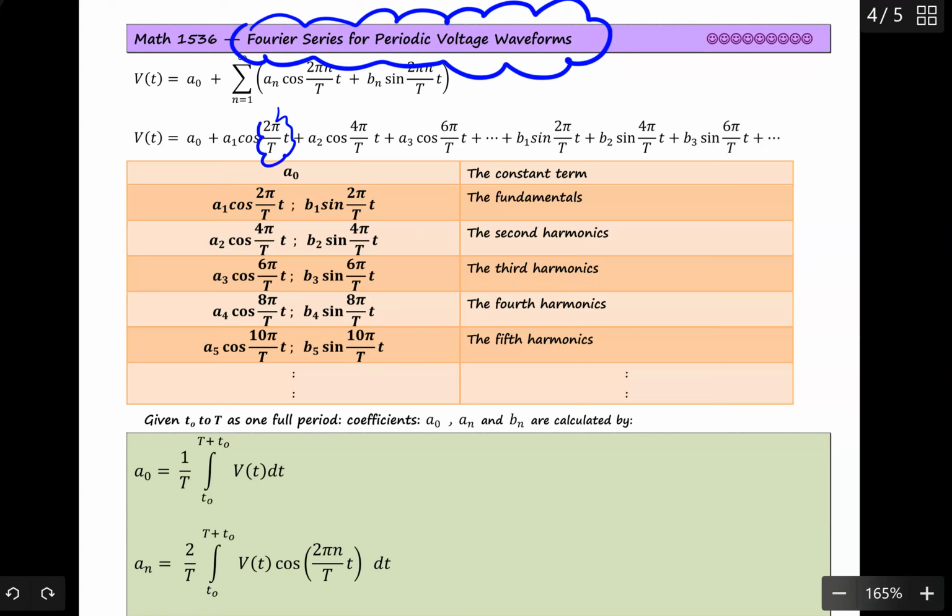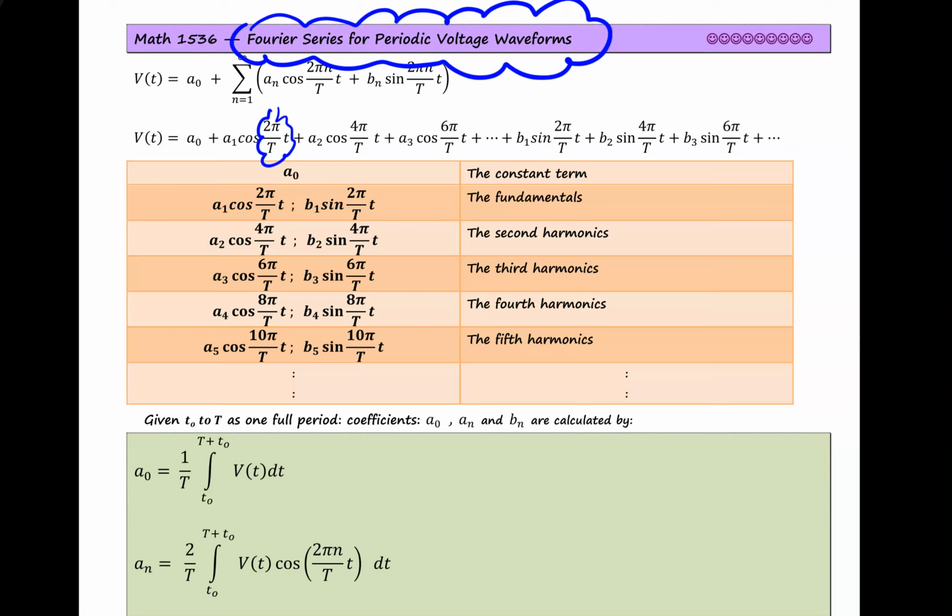over T. I want to do a quick reminder to everyone so that you know where the 2 pi over the period T times t is coming from. Let's work with that. But before I get into that, I still want to remind everyone that all the terminology stays the same: the constant term, the fundamental, the second harmonic, the third harmonic, the fourth harmonic, the fifth harmonic.